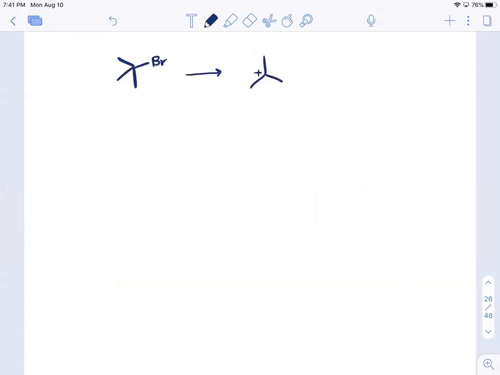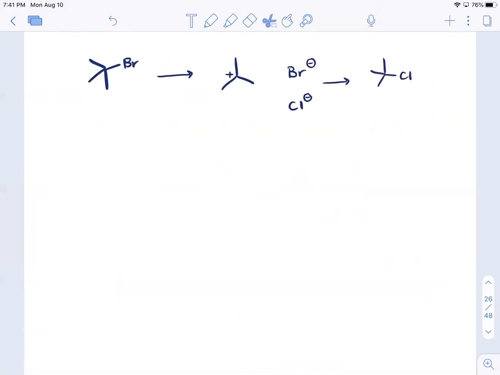And I won't put on any arrows yet, but you can kind of start to see what's happening. Overall, we have this tert-butyl bromide. We have a bromine attached to 4 carbons, right? Bromine's going to leave, and we're going to form ions. And then chloride ion will be in the reaction. It will come and replace the bromine, and we'll see the chlorine gets attached.